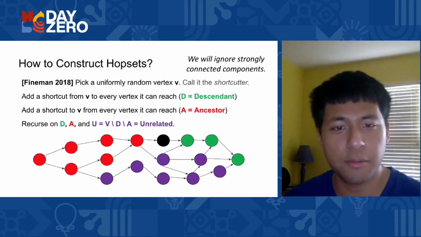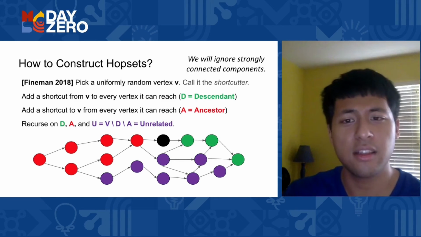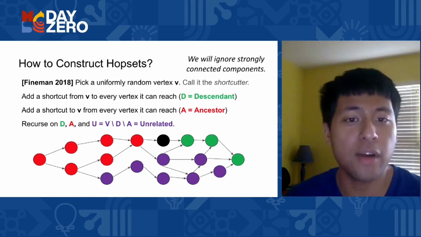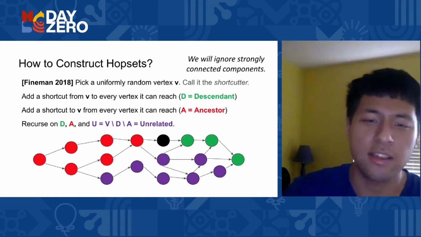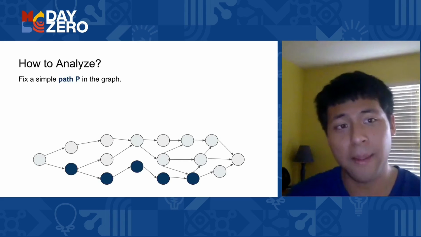Now, you're probably wondering, why does this algorithm work at all? It seems like I defined some random process and said it worked. I'll try to give you some intuition for why it works.